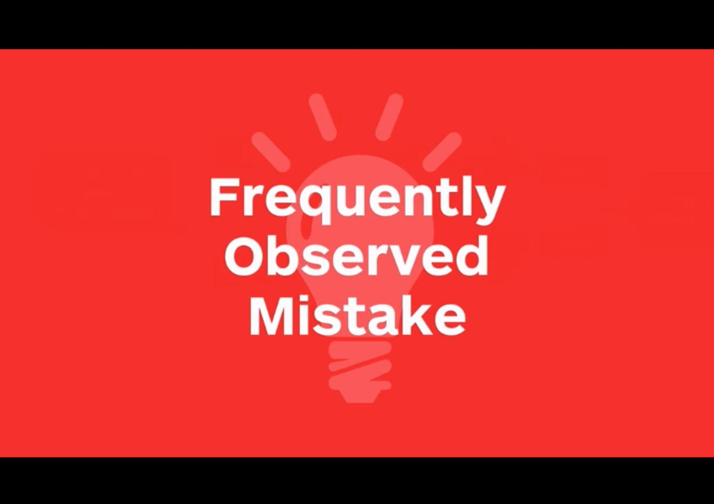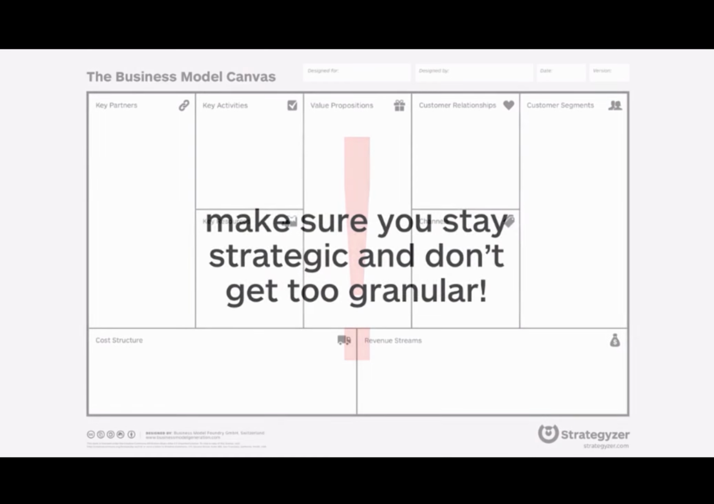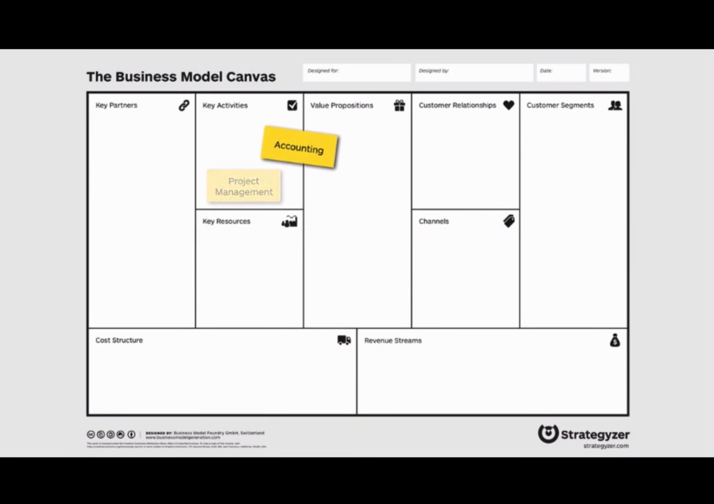We'll finish this lesson with a frequently observed modeling mistake. Make sure you stay strategic and you don't get too granular. So what often happens when people use the business model canvas is that they fill out the key activity with a lot of granular activities. HR, accounting, project management. Now that's okay when you're talking implementation, but when you're trying to figure out what's really essential here, these are probably not the right type of key activities.